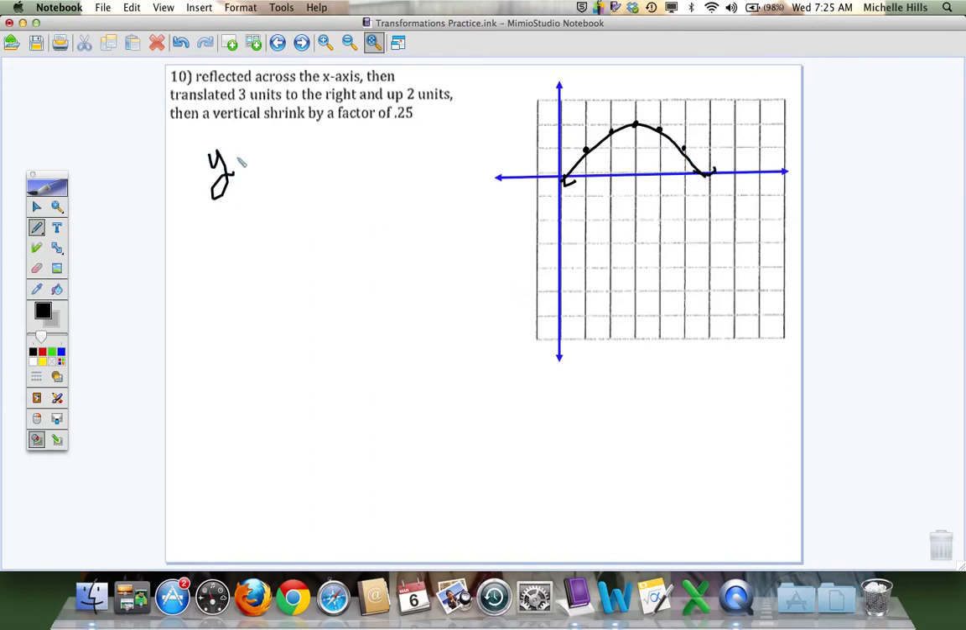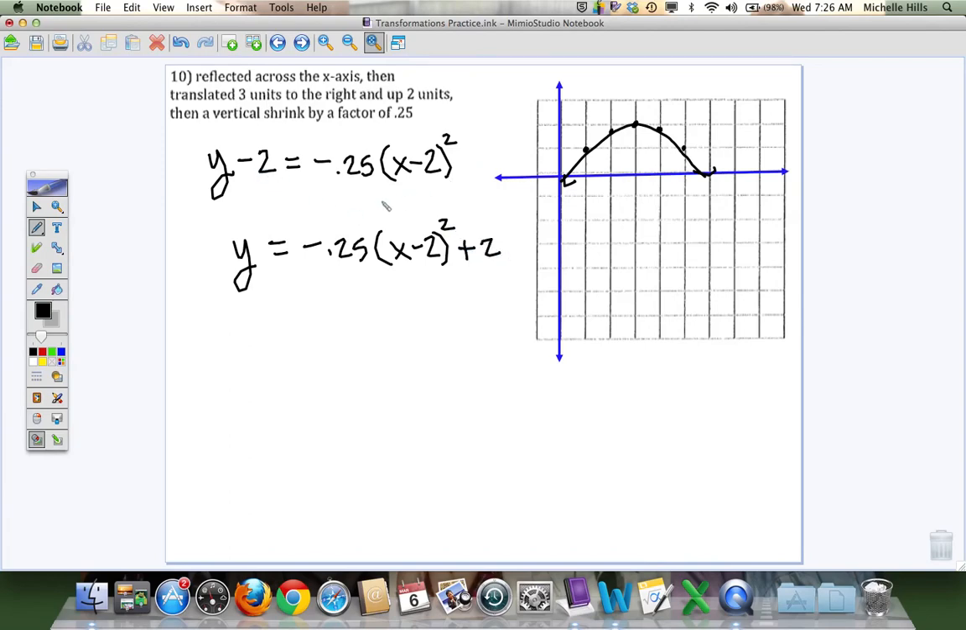So y, up 2 units, I would have to subtract 2 to get back down to my original y. Reflected means negative. My scale factor is 0.25. And then x, my vertex shifted right 3 units, so I'd have to subtract 3 to get back to my original vertex. And then add 2 to both sides to get the y by itself. y equals negative 0.25 times x minus 3 quantity squared plus 2 when I add 2 to get the y by itself.